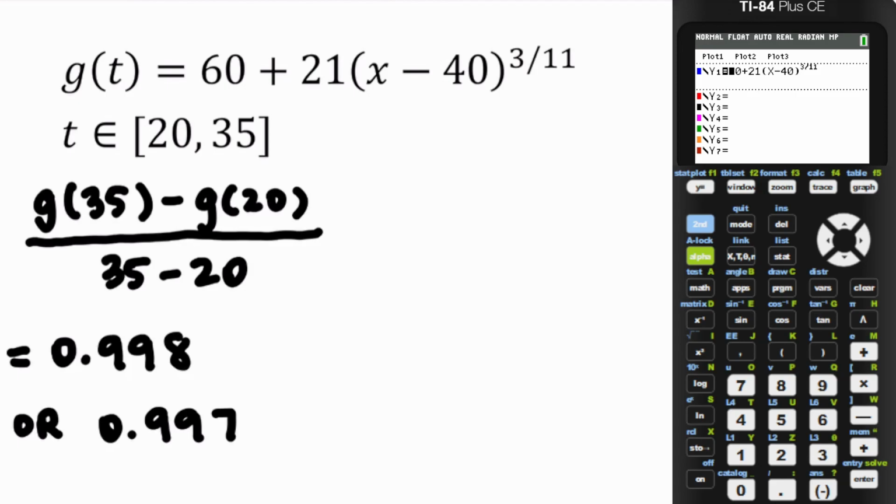All right, there you have it. So I got 0.998 or 0.997, but I got that by plugging into y1 and then going out to the main menu and computing an average rate of change right there, and getting 0.9977. So we can either round or we can truncate, so give us one of those two answers.